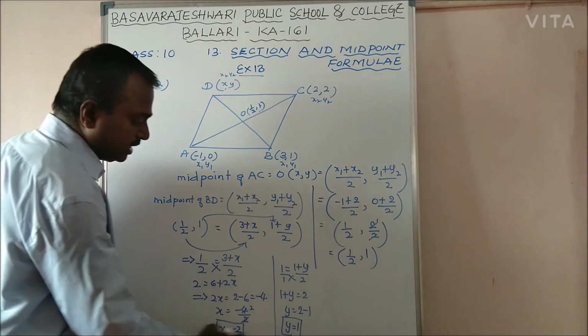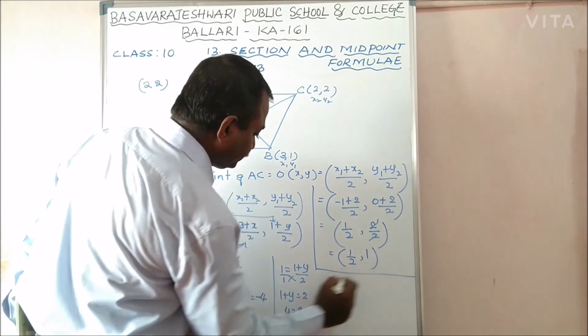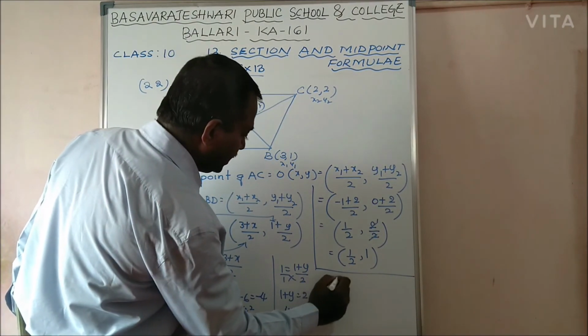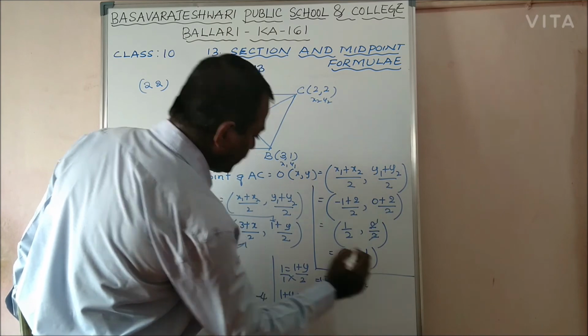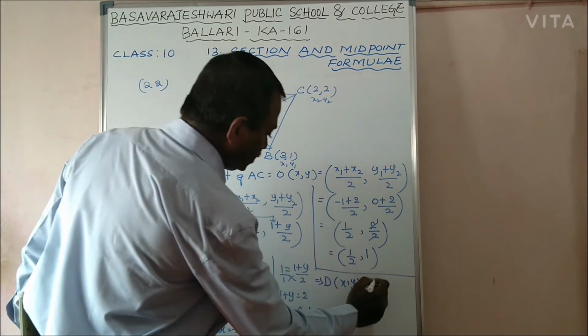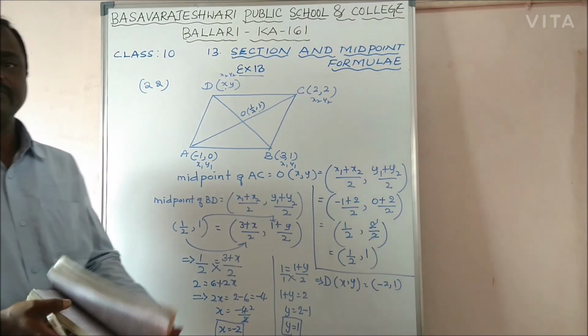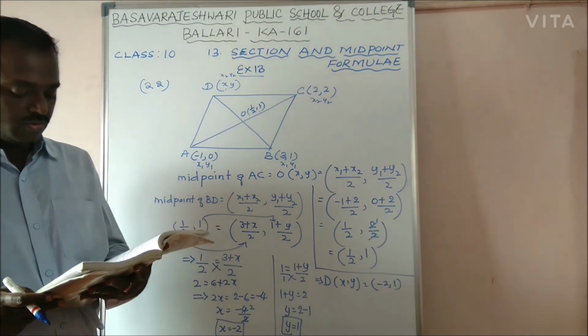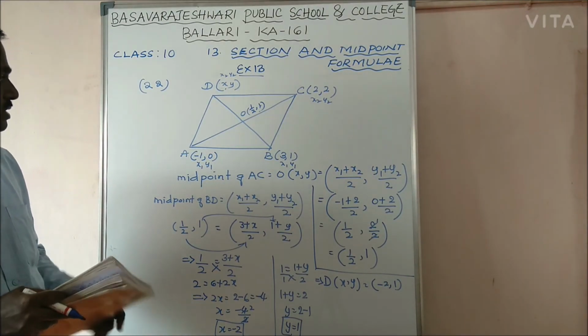x is equal to -2, y is equal to 1. Therefore, the coordinates of D, (x, y), is equal to (-2, 1). So this is the coordinates of D. Okay, coordinates of D. So note down this.